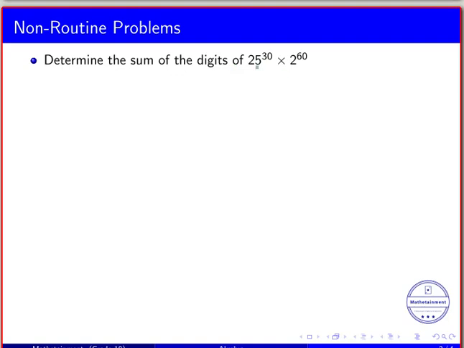You can see that we have a product there. Since we have a multiplication sign, that means we have a product. And the first power there is 25 to exponent 30, and the second power is 2 to exponent 60. So we may want to write both these powers in such a way that they have the same exponent. So let us start.